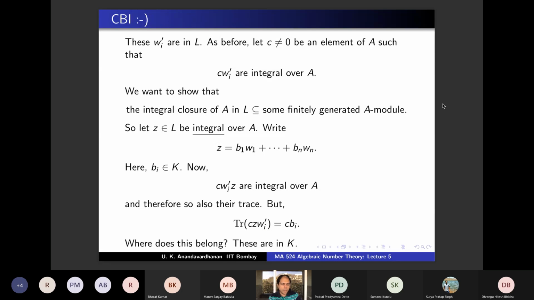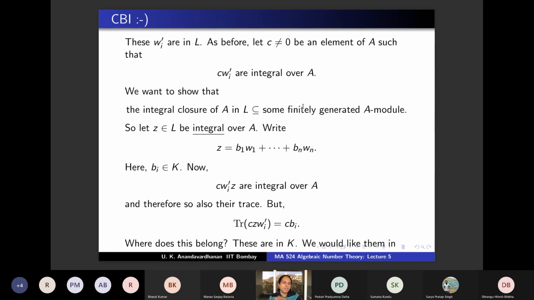Okay, so where does this belong? The answer is K. And so as I said, I'll take a few more minutes. Let's finish the proof. We're almost there. And I'll state one more theorem. That will be a good place to stop. And now I think maybe in the next line I am done.